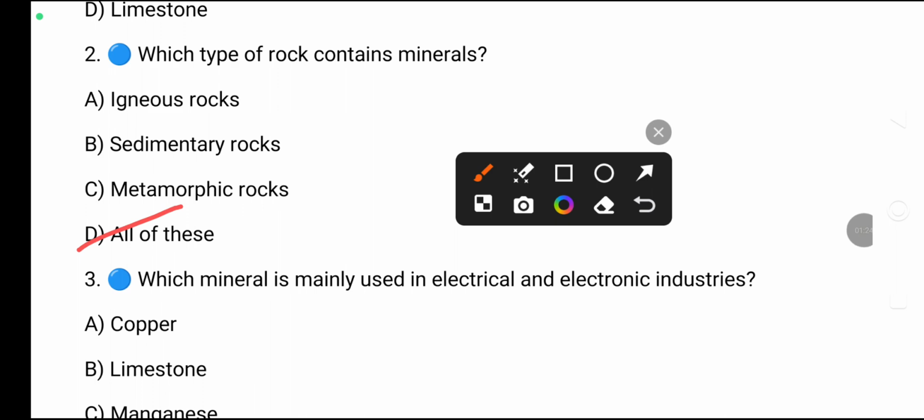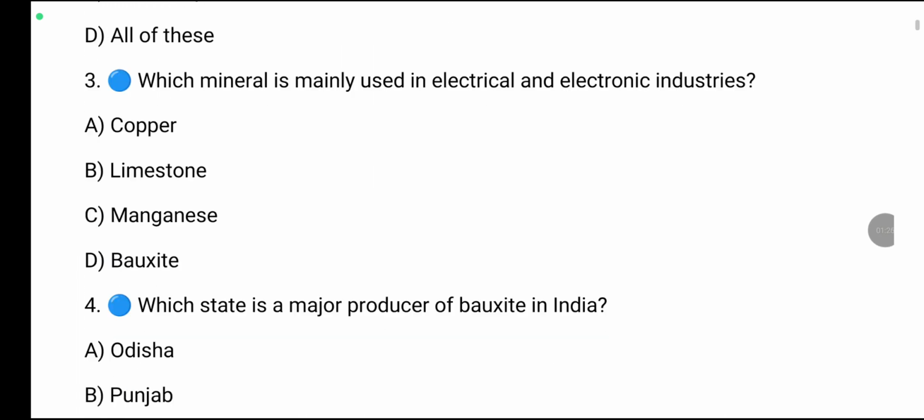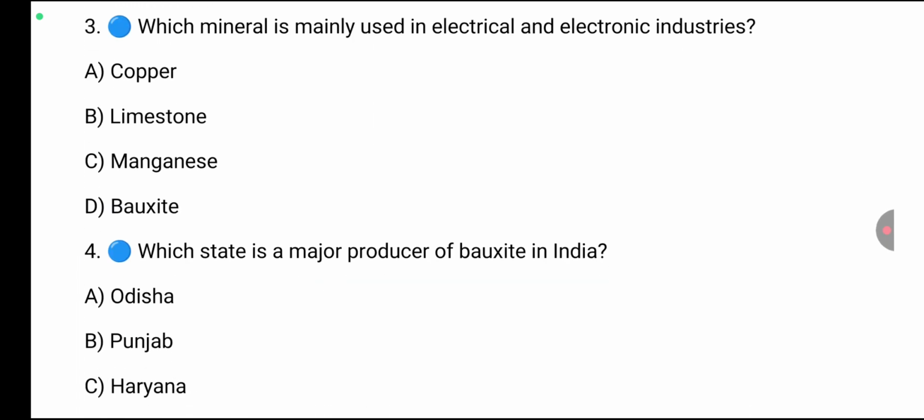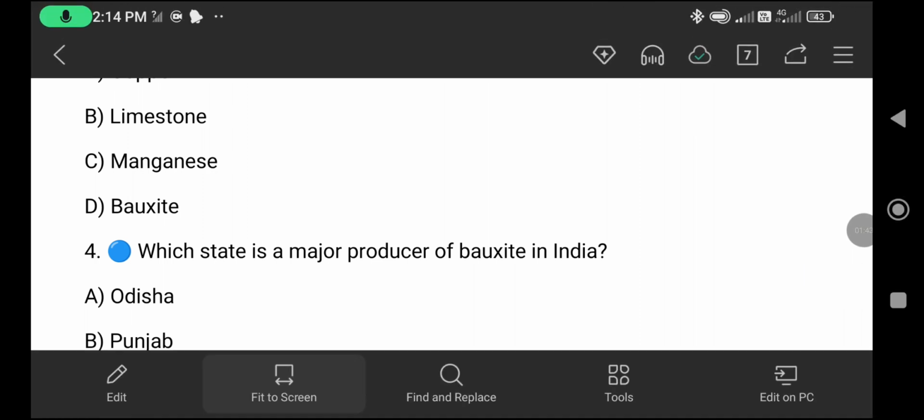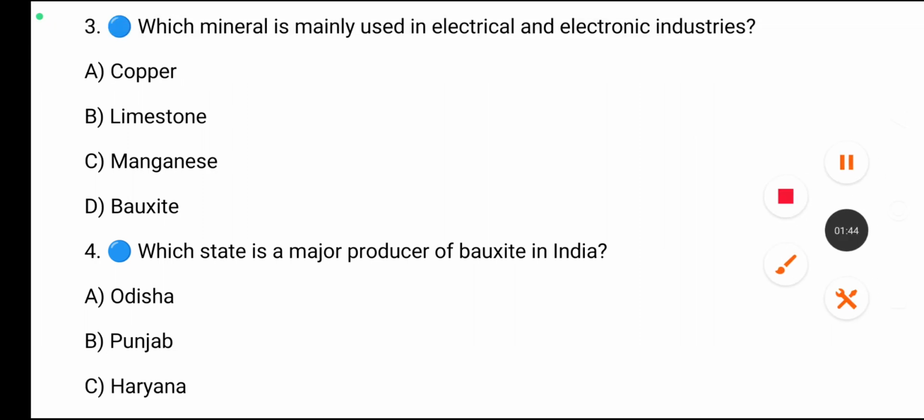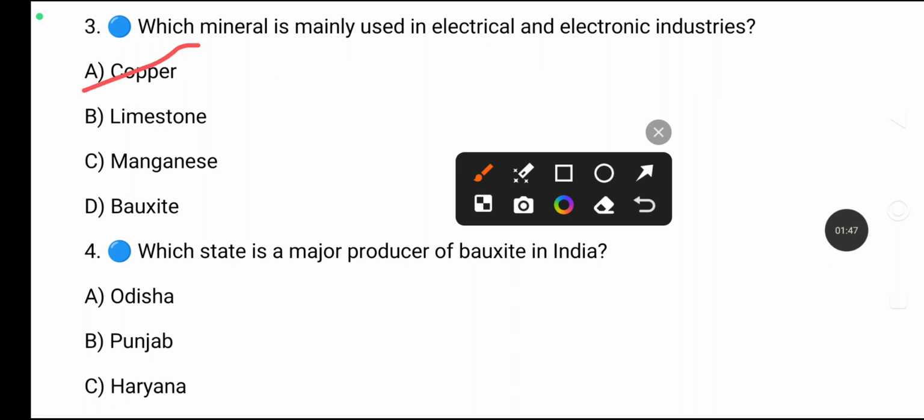Okay. Now moving on to another question. Question number 3. Which mineral is mainly used in the electrical and electronic industry? Options are given: copper, limestone, manganese, bauxite. Answer will be A, that is copper.